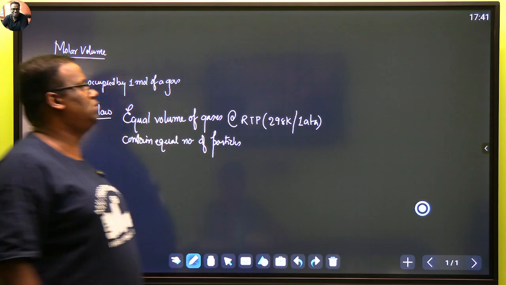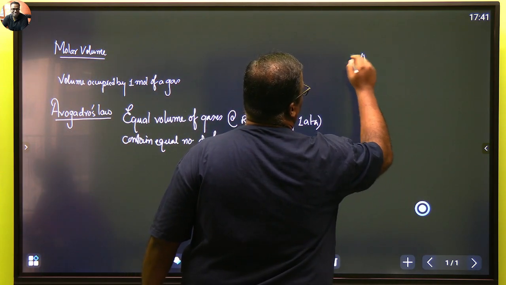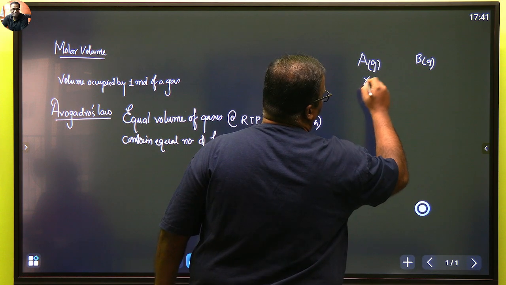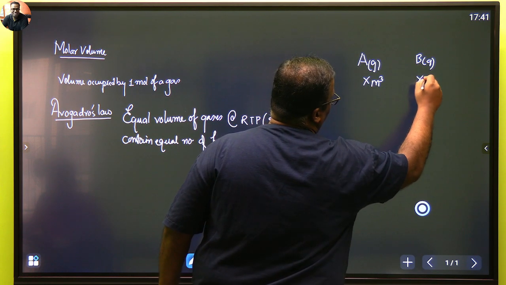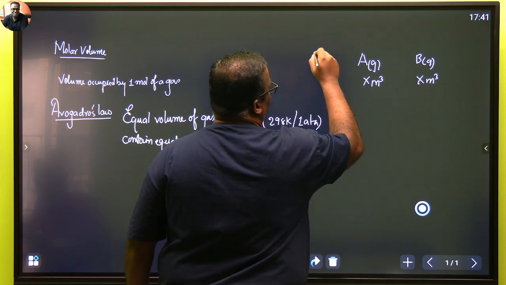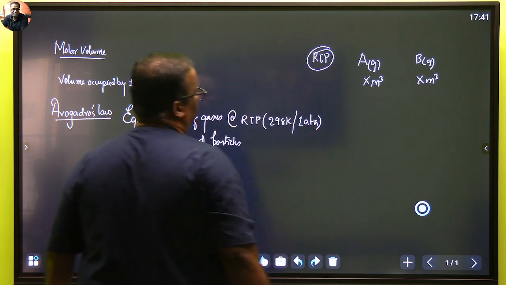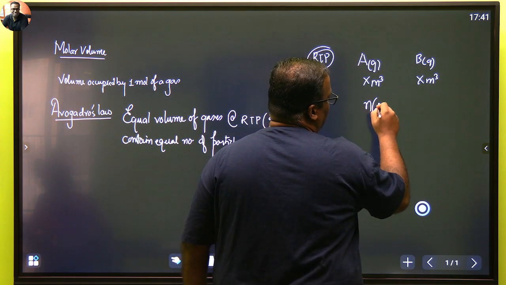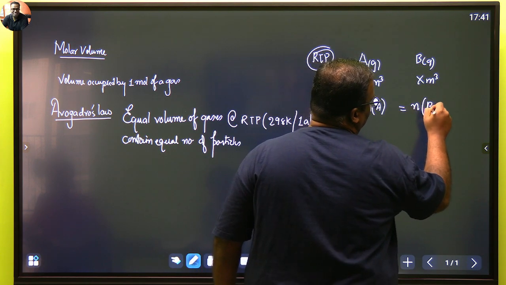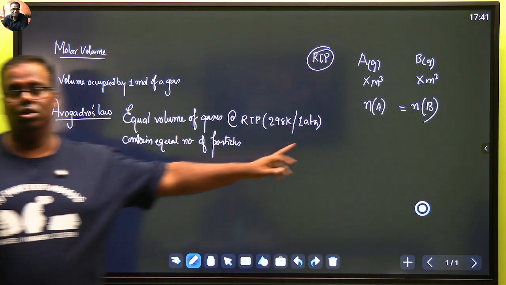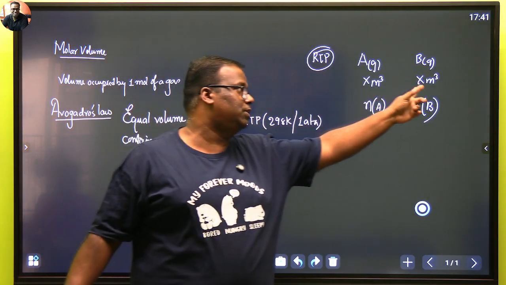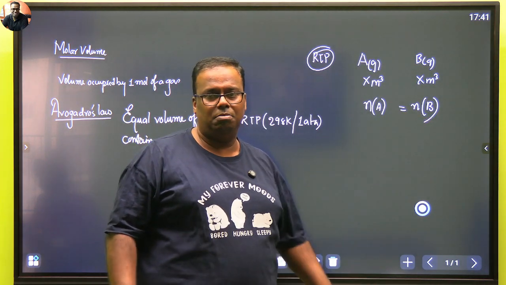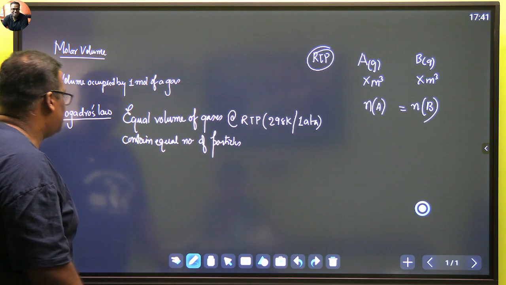Equal volume of gases means if I have a gas A, which is in gaseous form, and a gas B, which is in gaseous form, if you have x meter cube of this, and x meter cube of this, and say right now the prevailing conditions are RTP, then they contain equal number of particles, meaning the number of moles for gas A should be equal to the number of moles for gas B. This is Avogadro's law. Equal volume of gases at RTP contain same number of particles. But this becomes more clear from the next statement that we will give.